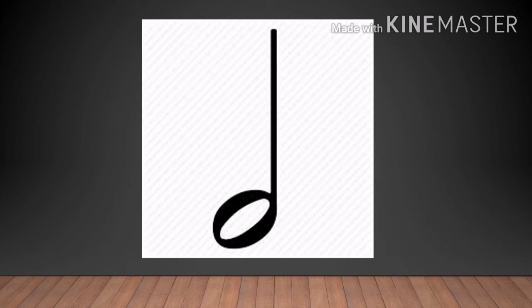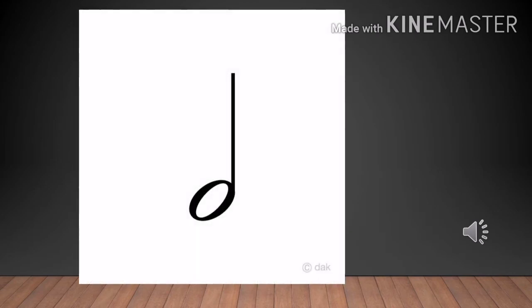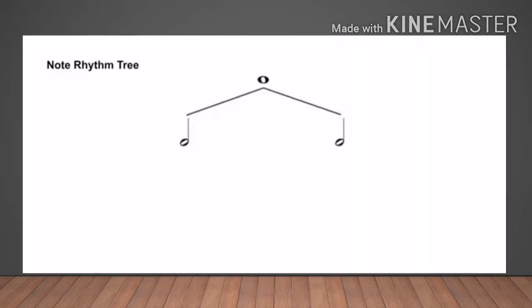This is a half note. A half note is a half value of the whole note. It means a half note has two counts. Look at the half note. It looks like a hole with an open note head with a stem. The stem may be up or down. Stem direction does not change the value of the note. The sound of a half note. 1, 2. Here in a rhythm tree, you can see the whole note can be divided into two equal halves, or two half notes. Remember, two halves make a whole.